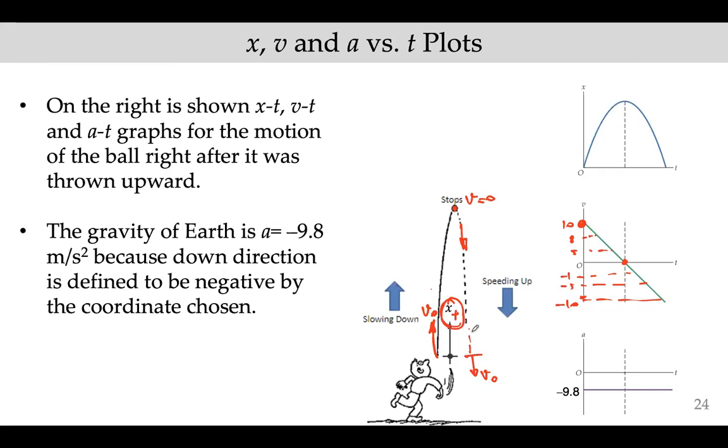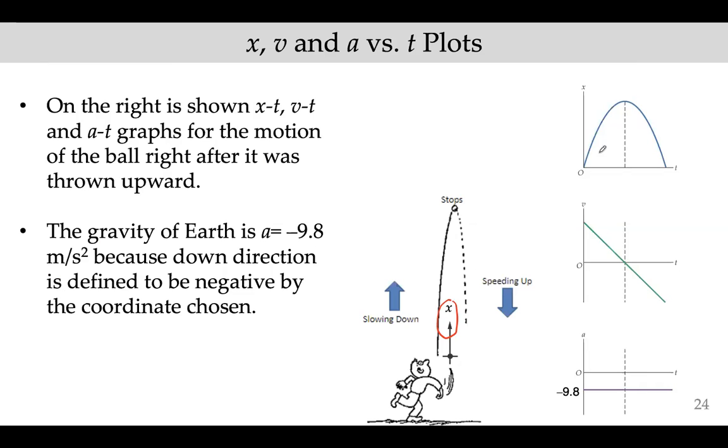So if you change the coordinate system, the acceleration will be like this, right? It will be positive then. And if you, again, change the coordinate system like this, then instead of a slope like this, you would get a slope like this. So the lesson here is these graphs depend on the coordinate system chosen.